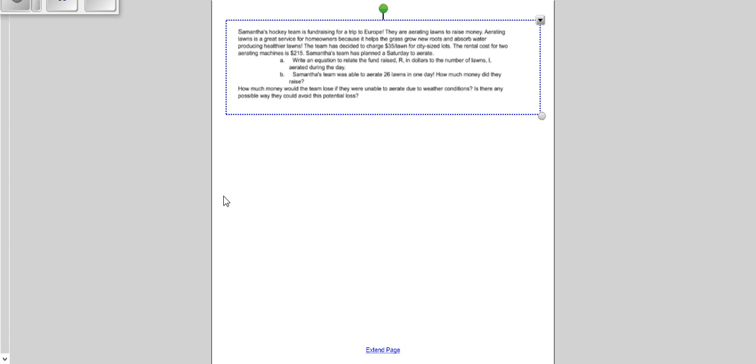So we're going to begin with those two numbers that were in our problem. The first one being the $35 per lawn. So we know that our revenue is equal to that $35 per lawn, so we're going to write 35L. The reason we're putting the L there is because if they do one lawn, they get $35, but if they aerate two lawns, they'll get $70. If they aerate three lawns, they'll get $105, and so on. Because we don't know how many lawns they're going to aerate, we're going to leave it as an L there.